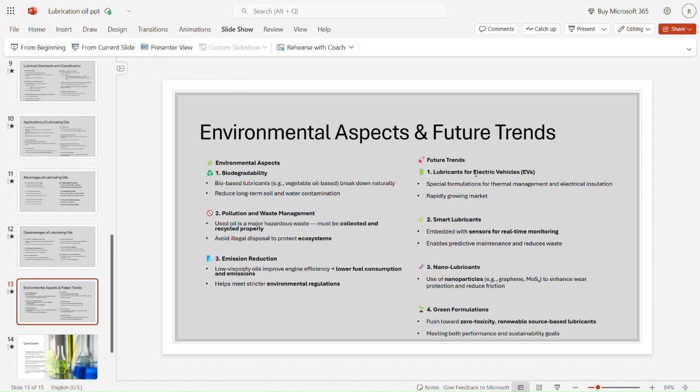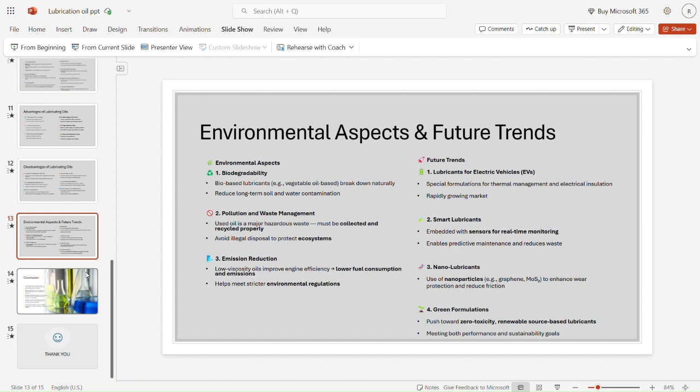Some future trends are lubricants for electric vehicles, with special formulation for thermal management and electrical insulation required in EVs. So the future trend should be better lubrication systems. Nano lubricants and smart lubricants are also new aspects emerging in lubrication systems. And the most important is green formulation. It pushes towards zero toxicity and renewable source based lubricants.